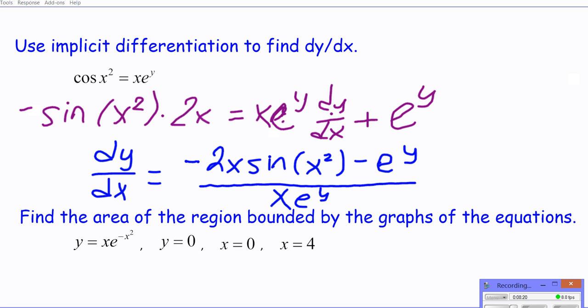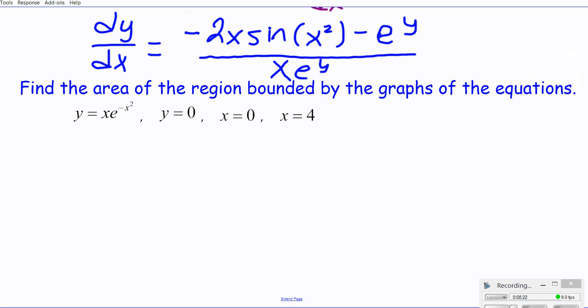This is what you would get just isolating the dy over dx. Okay. The next question asks you to find the area bounded by these different curves. So why don't you go ahead and pause and try this problem, because I don't think there's anything super tricky about it. But try this problem yourself and then come back and we'll check.